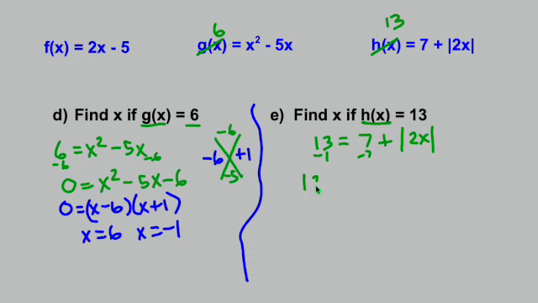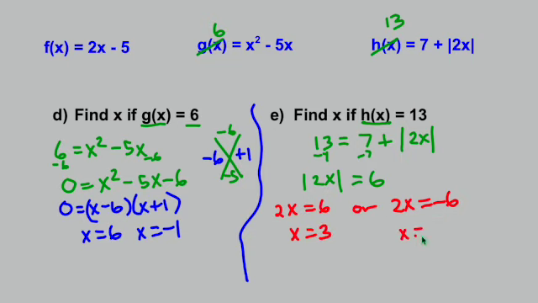So I'm going to get absolute value of 2x equals 13 minus 7. 13 minus 7 is 6. And how we handle absolute value is we know whatever's inside here must be 6 or negative 6. So that means whatever's inside is either 6, or we can say whatever's inside the absolute value is equal to negative 6. When we divide by 2 on the first one, we get x equals 3. And over here, when we divide by 2 on both sides, we get x equals negative 3.